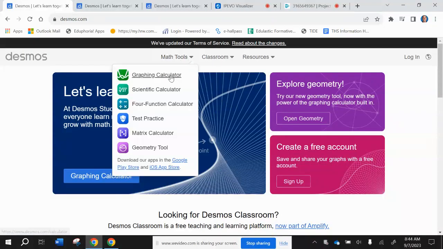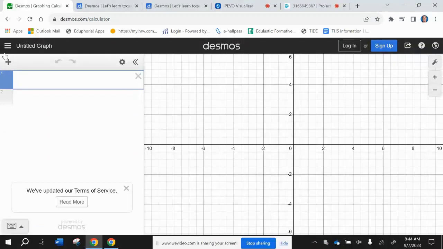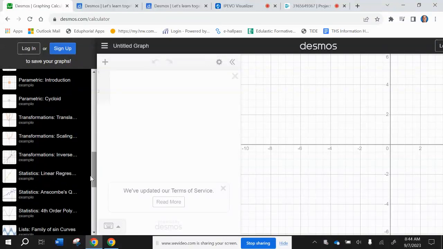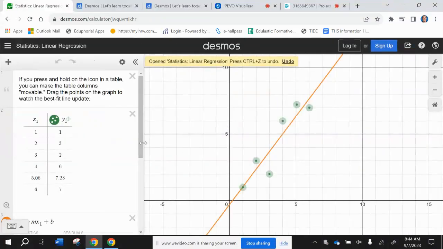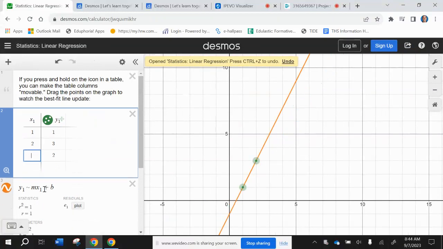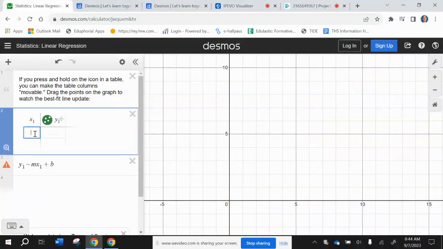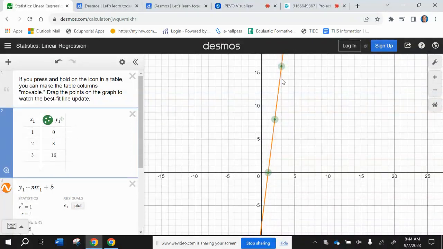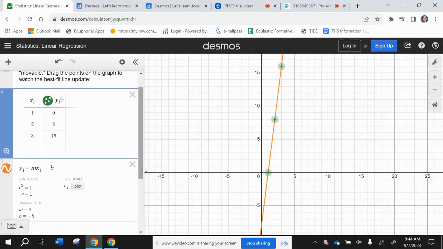Okay, so let's do linear first. Graphing calculator, statistics, linear regression. Now in this case we want it to say linear, so we keep it as the linear equation, and we just change the table. So that's 1, 2, 3, and 0, 8, 16. Now the equation goes through the points. The r squared value is 1, so it means it's a perfect match. So we're saying this is a linear equation, but let's double check the quadratic and exponential just to make sure.